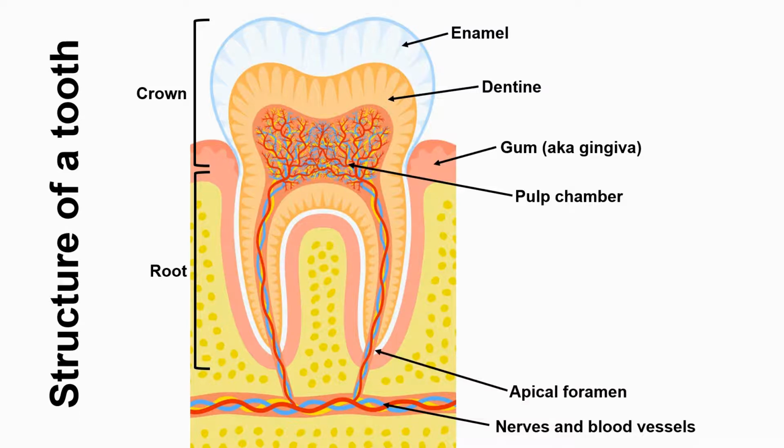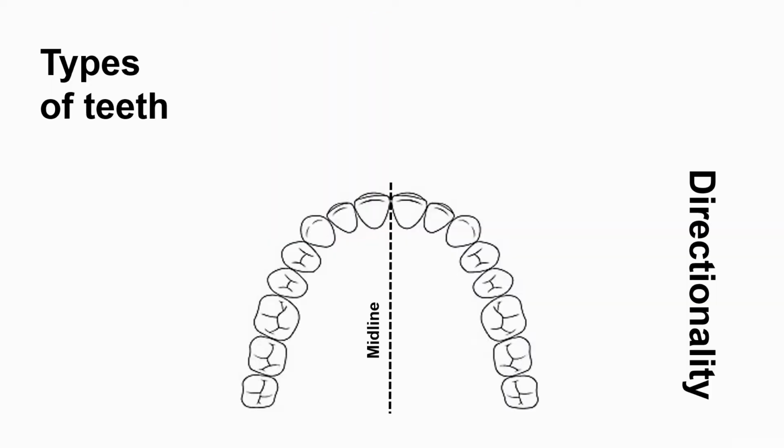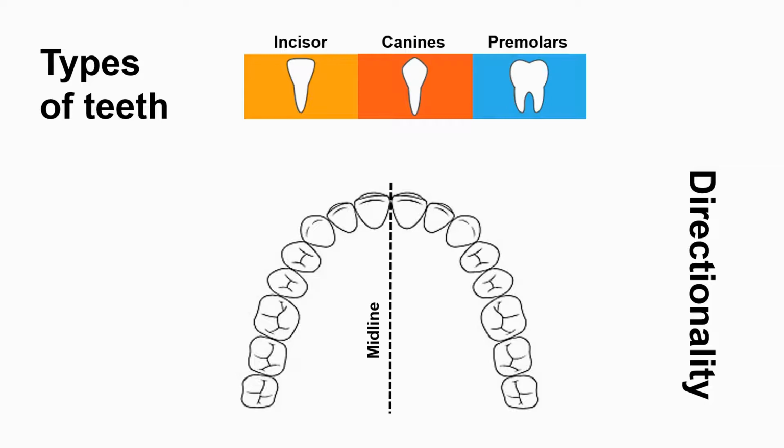Each tooth sits in a bone socket, aka an alveolus, within the maxilla and mandible. The roots are held into the alveolar process with periodontal ligament, which inserts into the cementum, which covers the tooth roots. There are 4 types of teeth: incisor, canine, premolar, and molar.